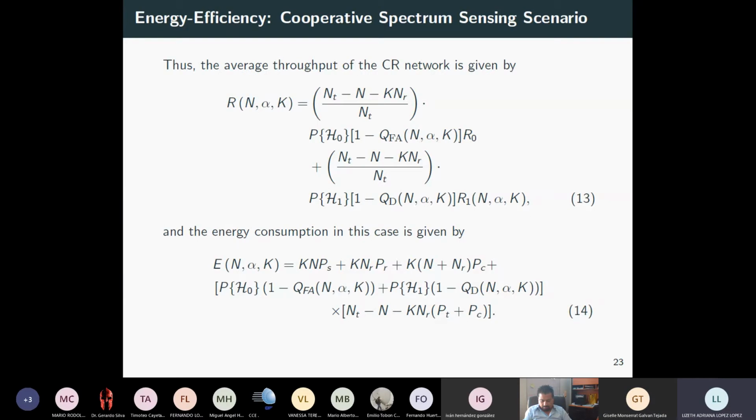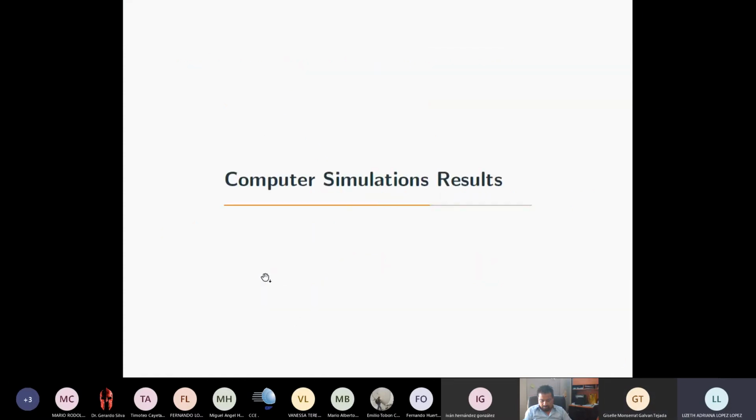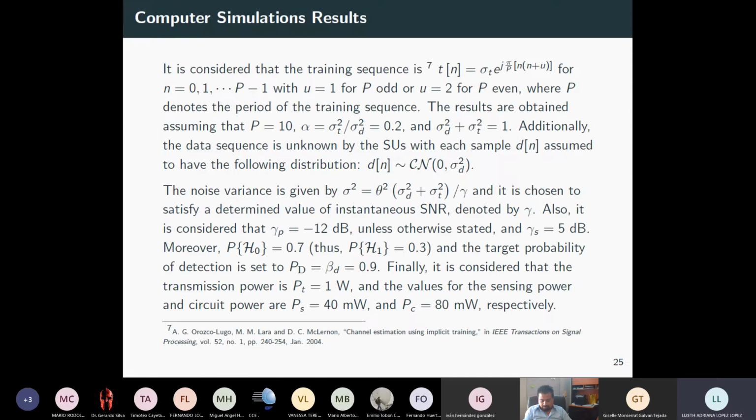Analyzing the 4 cases, the average throughput of the cognitive radio network is given by equation 13, and the energy consumption is given by equation 14, which also depends on the number of cooperative secondary users. Then we have some computer simulation results.